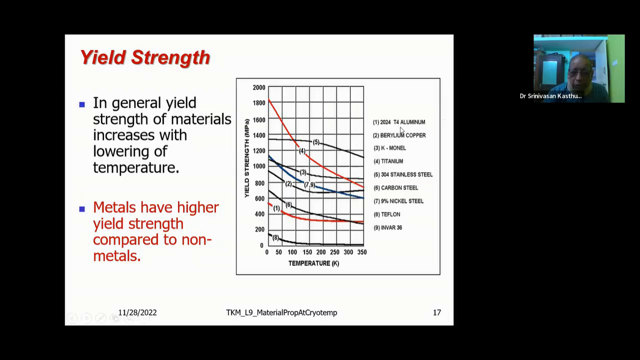So here we have shown you aluminum, number 1. Okay. Then beryllium copper, number 2. Then you have monel, number 3. Okay. And titanium, number 4. Okay. Titanium increases strength considerably at low temperature. Then stainless steel, number 5. Okay. Carbon steel, nickel steel, and Teflon, Invar, etc. So in all cases, as you go to low temperature, yield strength increases.